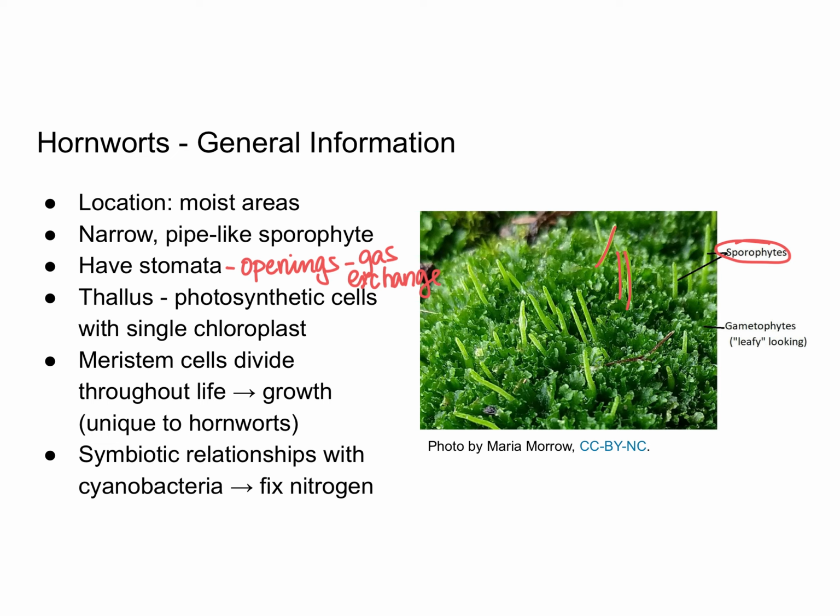Hornworts are also known for having a symbiotic relationship with cyanobacteria, and this helps to fix nitrogen. Remember that nitrogen fixation is taking nitrogen gas from the atmosphere and converting it into a form that plants can use, such as ammonia and nitrites and nitrates.